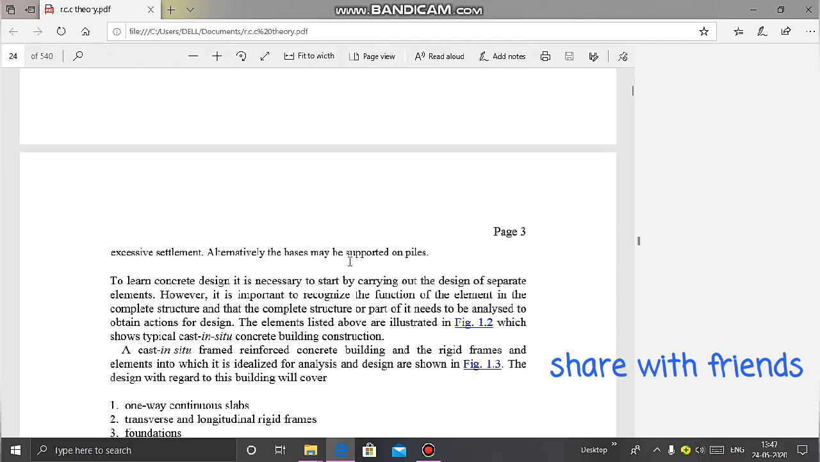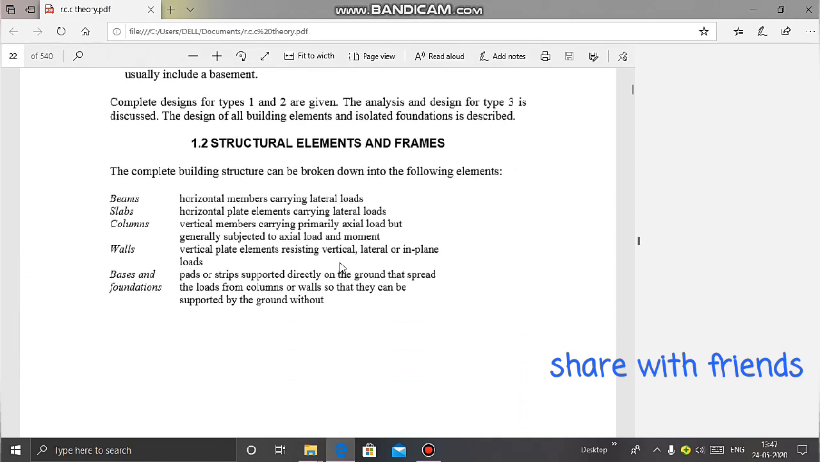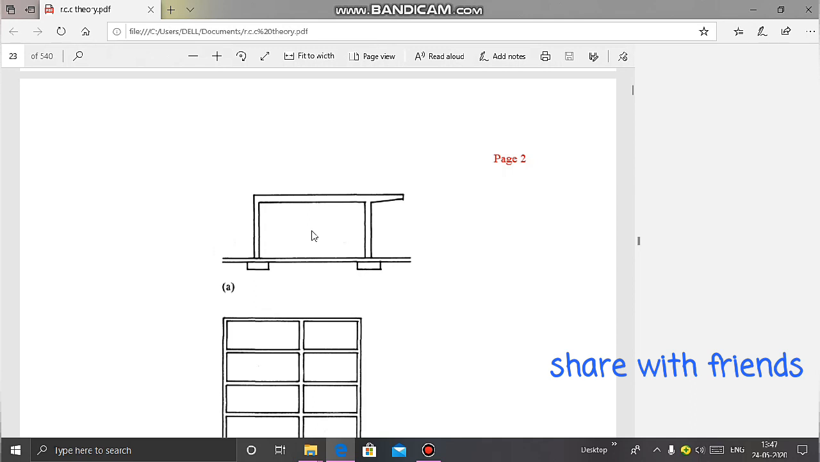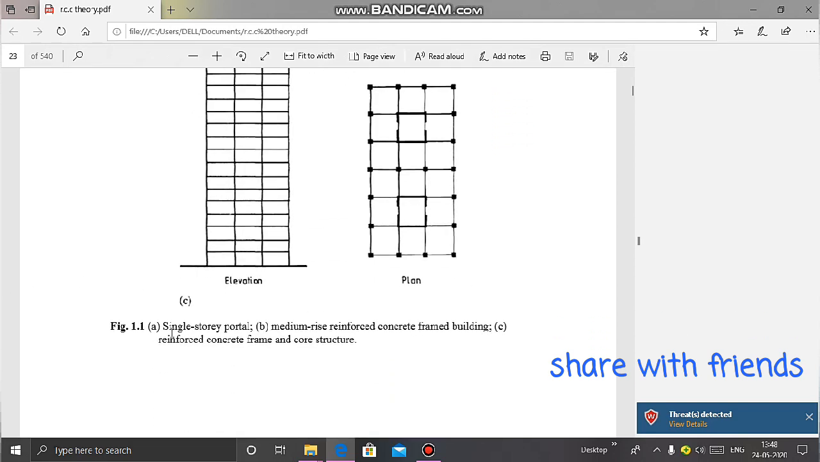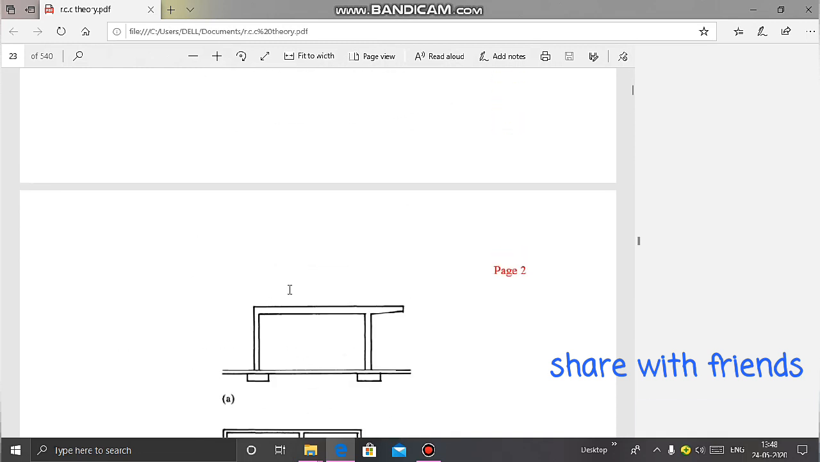Alternatively, the bases may be supported on piles. Okay. Now, what are these? Now, this is a frame structure, or we can say a wall, column, and base with foundation. These are frame structures. Here, first is a single story portal. This is a single story portal, just a portal frame.